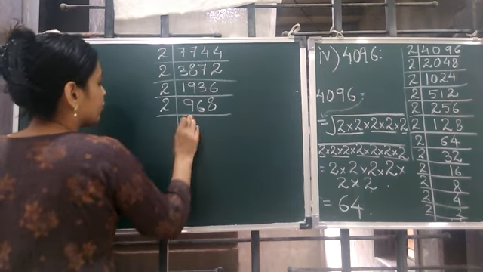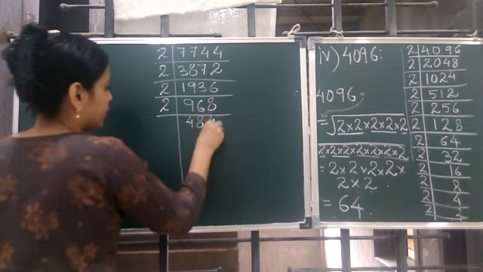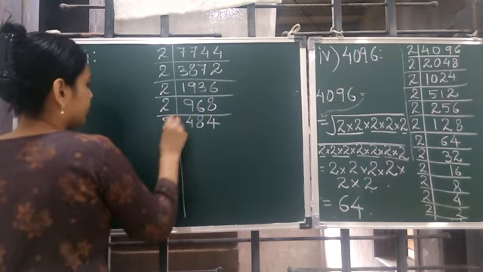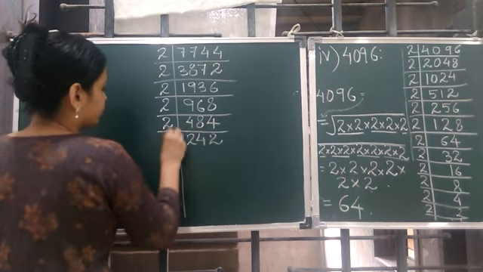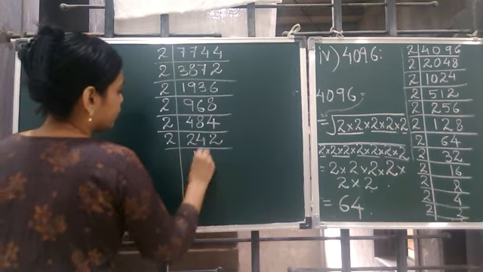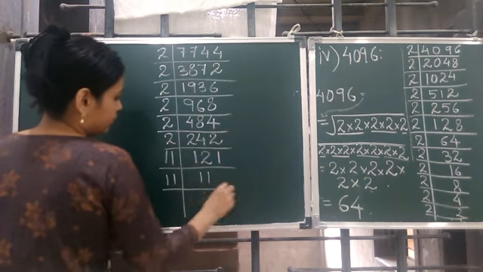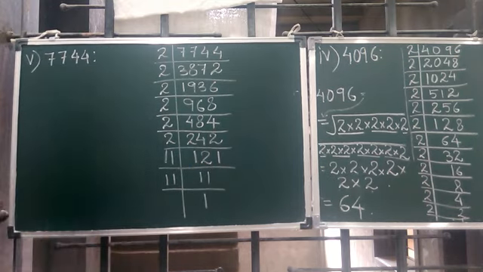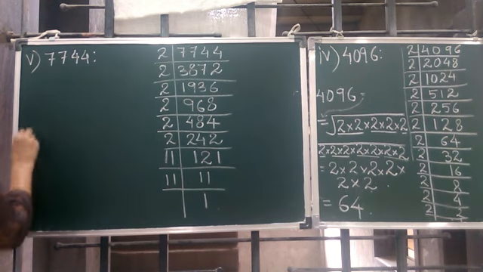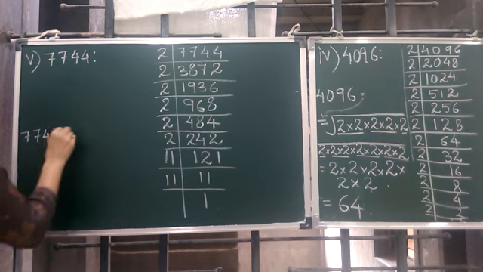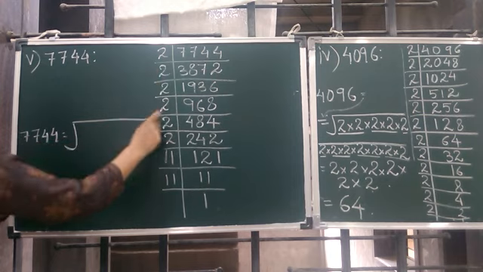2 4s are 8, 2 8s are 16, 2 4s are 8, 2 4s are 8, 2 2s are 4, 1 2 1. 11 11s are 121, right? So these are the prime factors of 7744. So 7744 is equal to how many numbers? 1, 2, 3, 4, 5, 6.